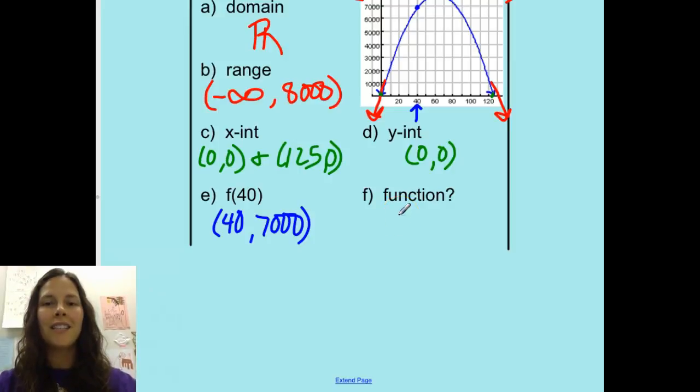And finally, is this a function? Using the vertical line test, because we're looking at a graph, if we slide a vertical line across the graph, I don't see anywhere that it would hit the graph more than once. So yes, we have a function.